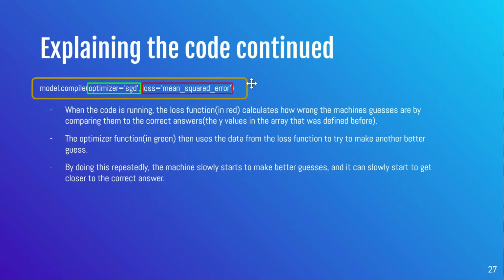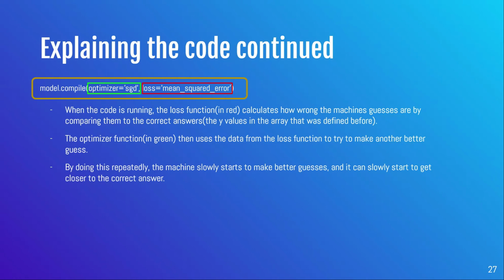So now we're going to look at this line of code. This line is very important because it's the line that takes care of the entire decision-making process within the code. When the code is running, the loss function, which is the function in red here, calculates how wrong the machine's guesses, or the machine's predictions, are by comparing them to the correct answer, or the y values in the array that we defined before.